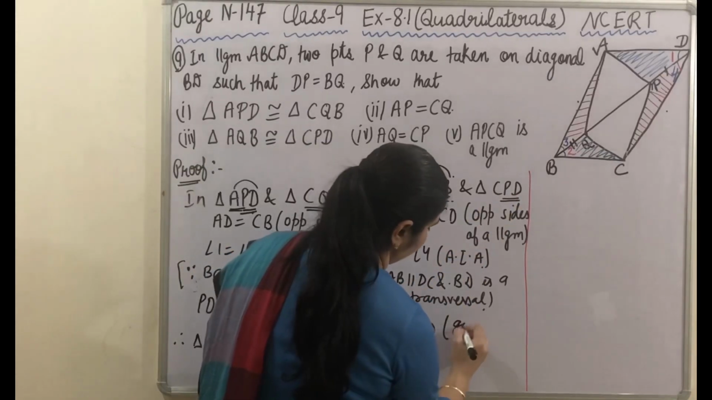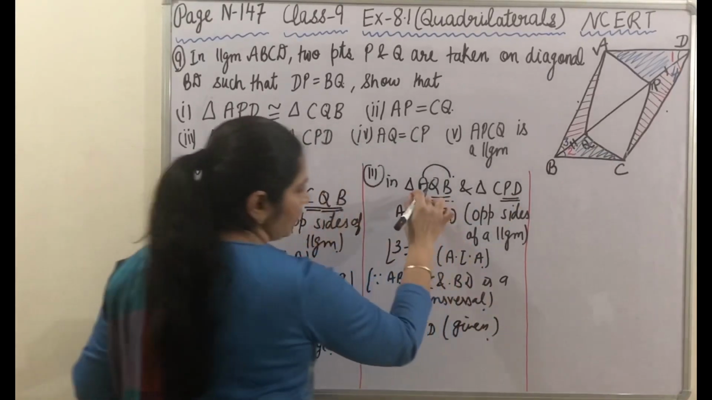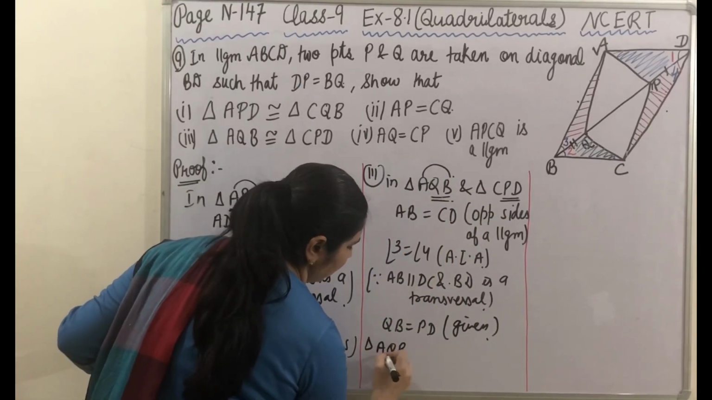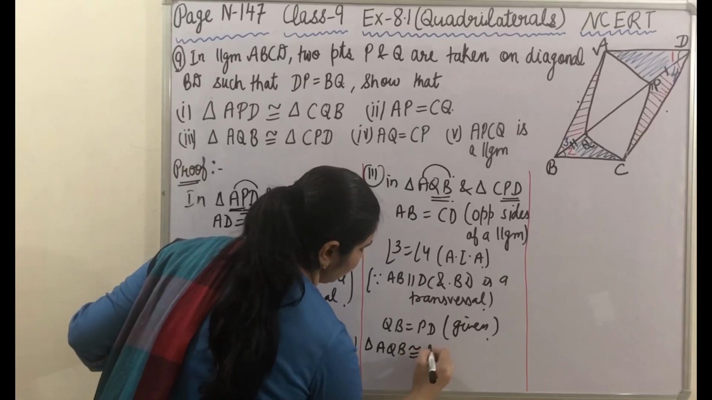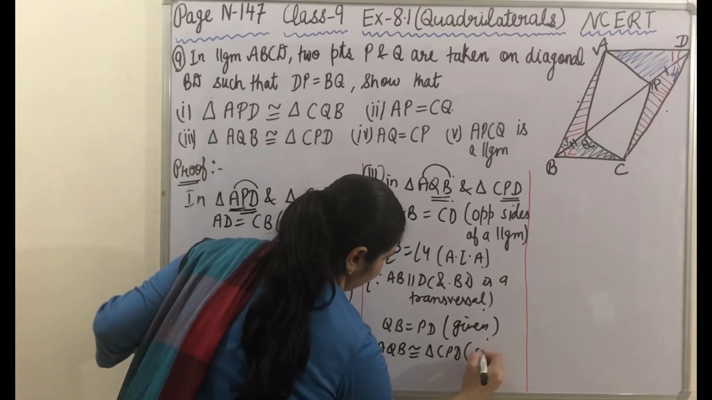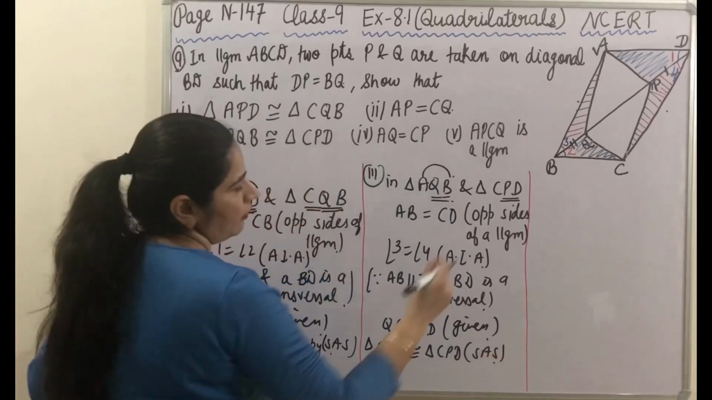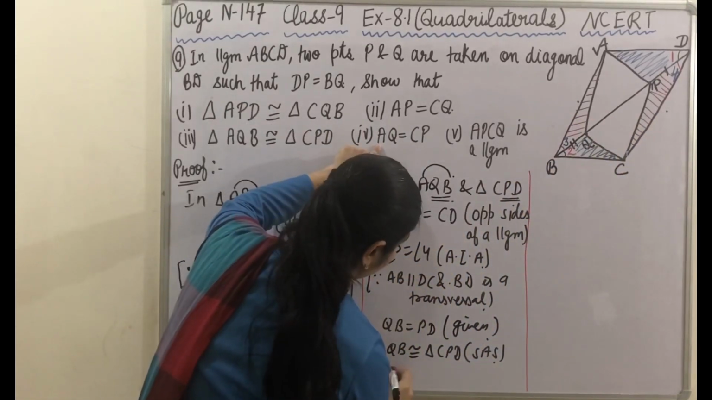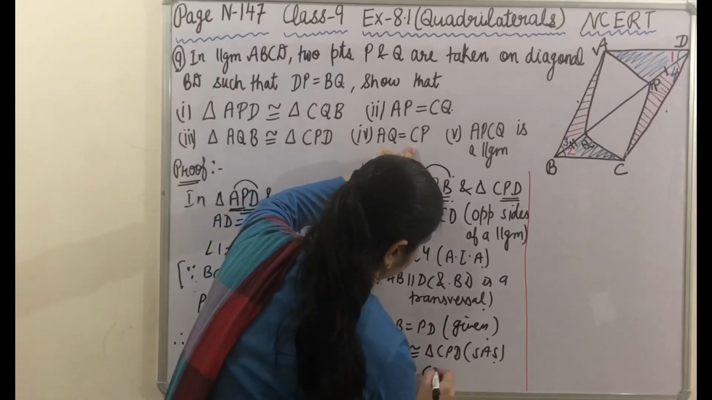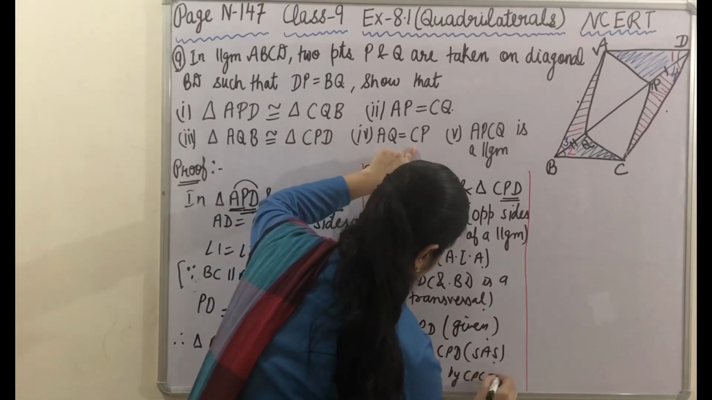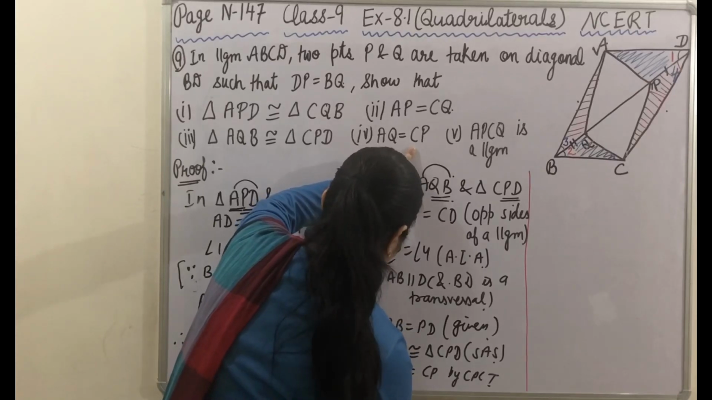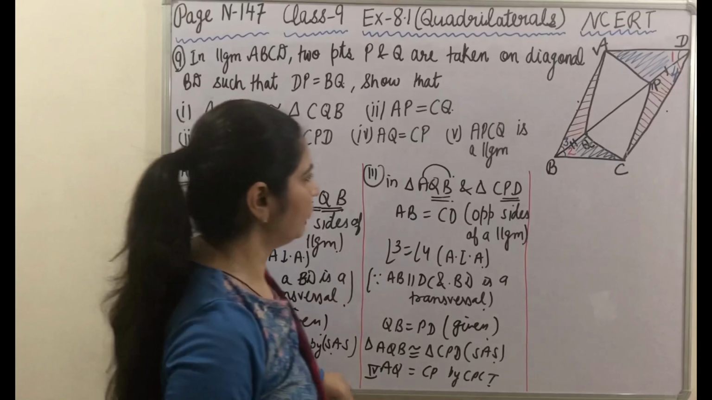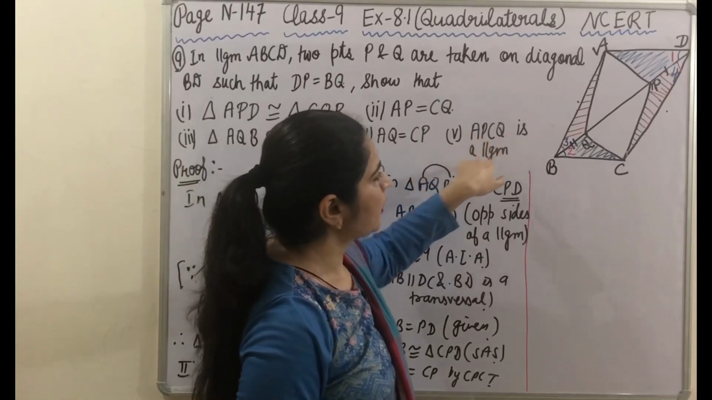This is also given. Again both the triangles are congruent by SAS. Triangle AQB is congruent to triangle CPD by SAS criteria. When both the triangles are congruent, by CPCT I can write here AQ is equal to CP by CPCT. This is the fourth part, it was the second part. Now we'll prove APCQ is a parallelogram.